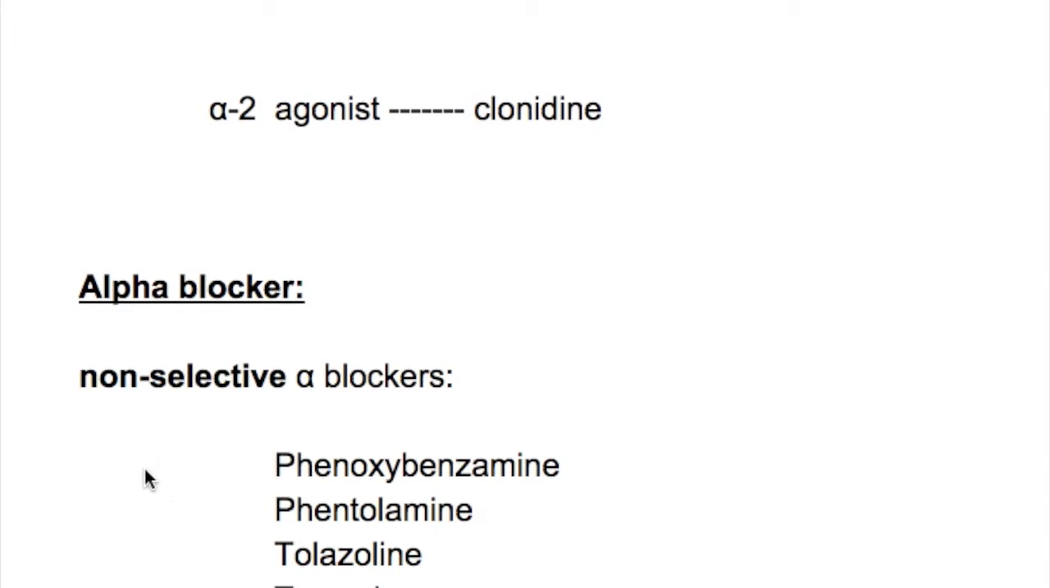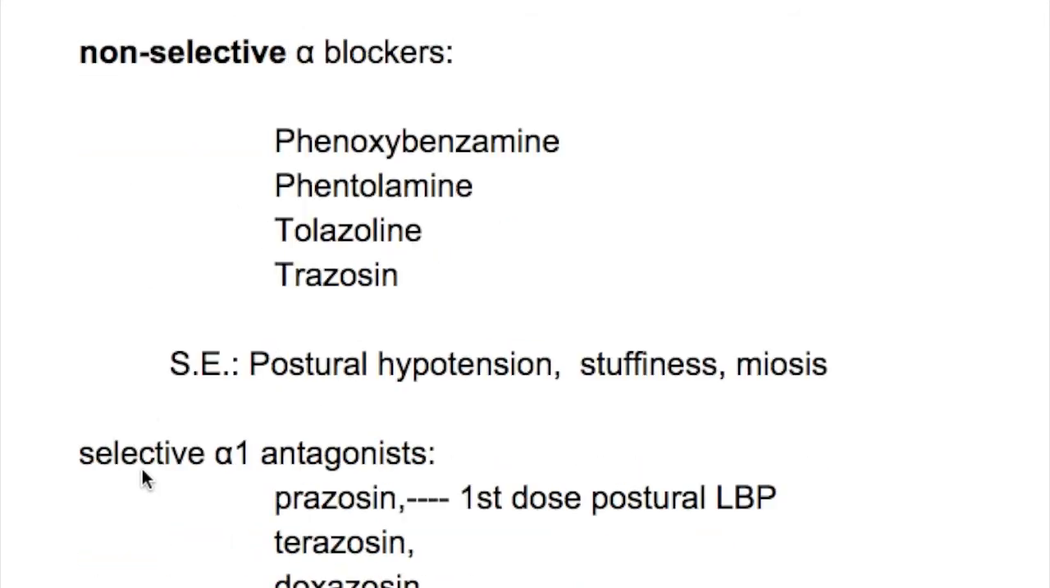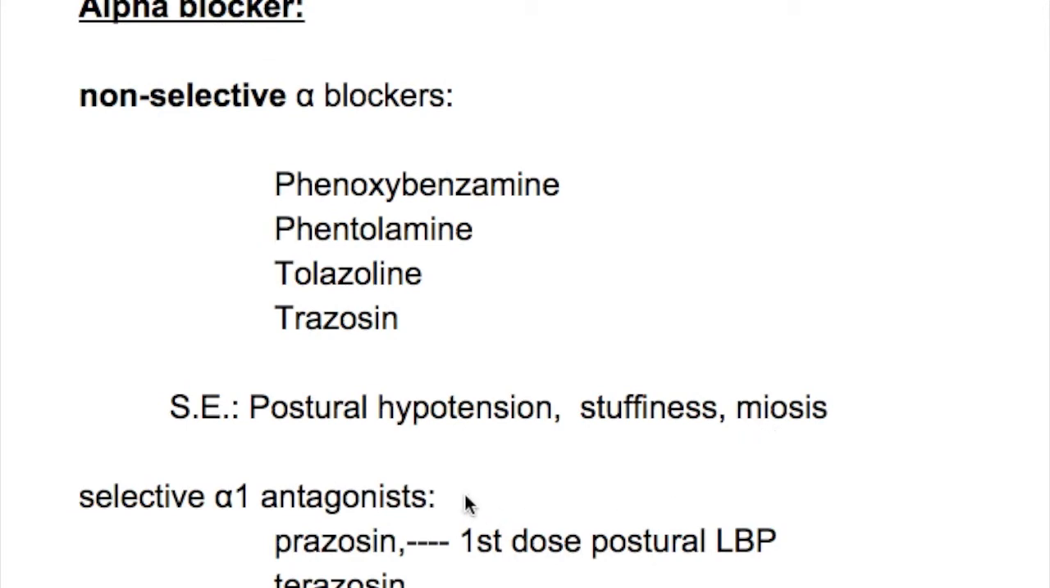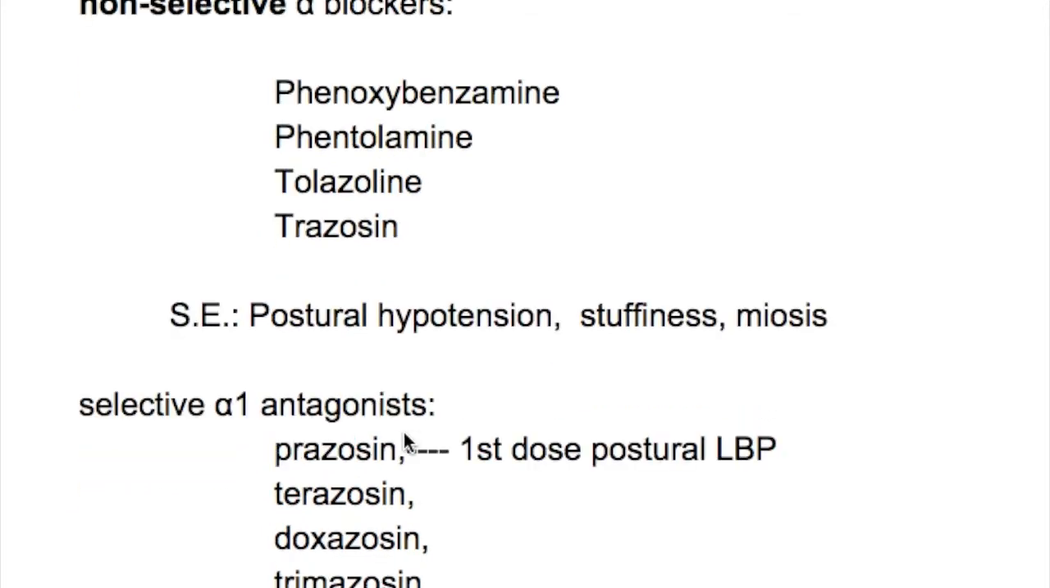So the non-selective alpha 1 blockers are phenoxybenzamine, phentolamine, tolazoline, and trazodone. Their side effects are postural hypotension, stuffy nose, and miosis because they block the sympathetic supply. The selective alpha 1 antagonists are prazosin, whose first dose produces postural hypotension, terazosin, doxazosin, and trimazosin.